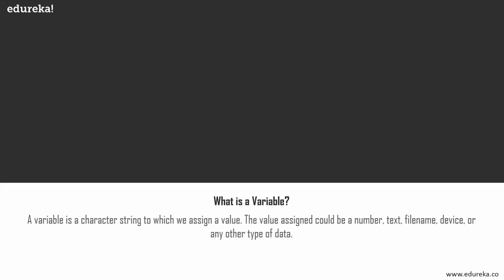The shell enables you to create, assign, and delete variables. So basically a variable is a character string to which we assign a value. The value assigned could be a number, text, file name, device, or any other type of data. The shell enables you to create, assign, and delete variables which may contain numbers, texts, file names, devices, or any other kind of data.